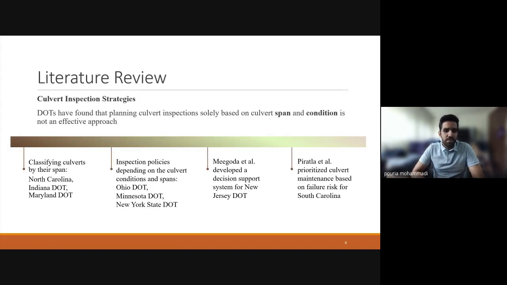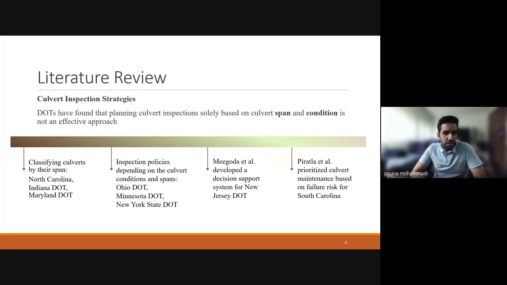There are various strategies that DOTs use for culvert inspection. Some state guidelines usually classify culverts by their span, such as Maryland DOT, North Carolina, and Indiana DOT. Several state DOTs use culvert inspection policy depending on the culvert conditions and spans. Ohio DOT, Minnesota DOT, and New York State DOT are some of these examples.